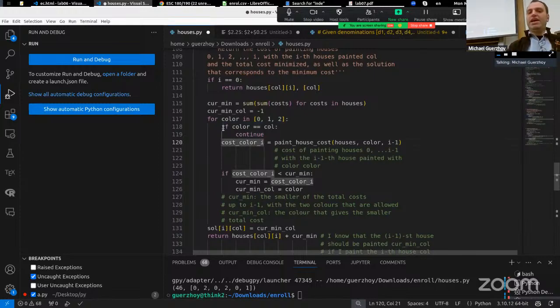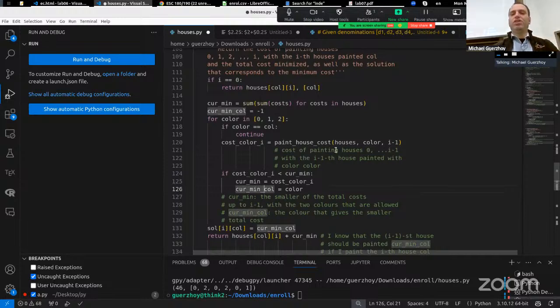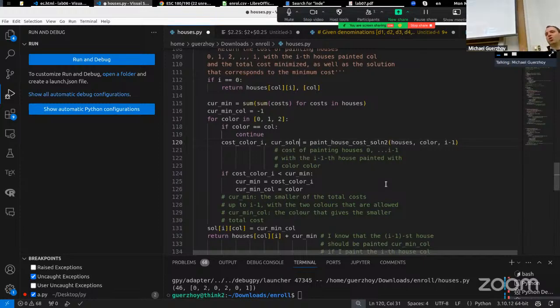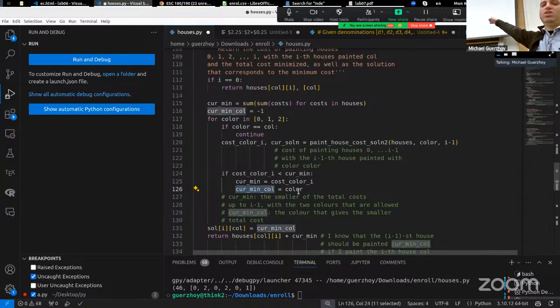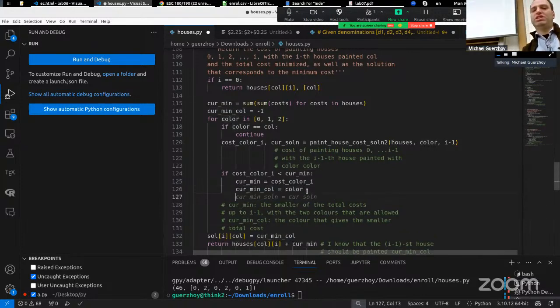Okay, and then I update those. There are two things that I need to update. My function is now called cost solution 2, and it returns two things, so it also returns the solution. That's just to make it correspond, because now we're returning two things. And now, in addition to keeping track of which color seems like the best color, I'll also keep track of which solution seems like the best solution.